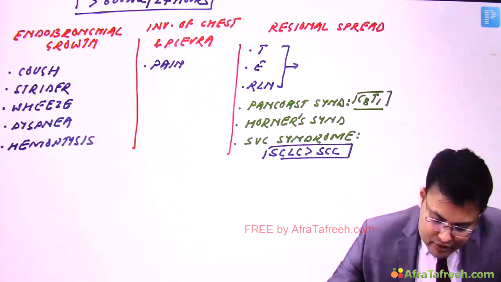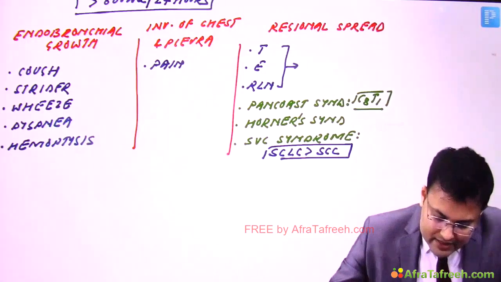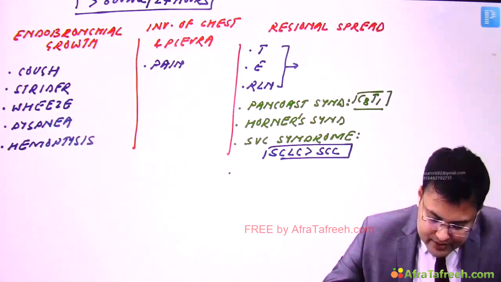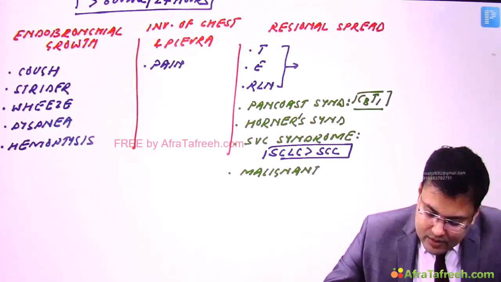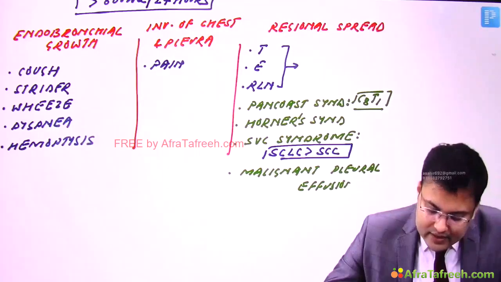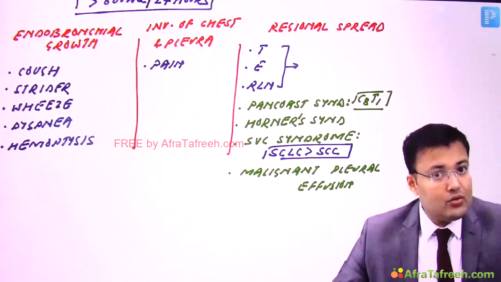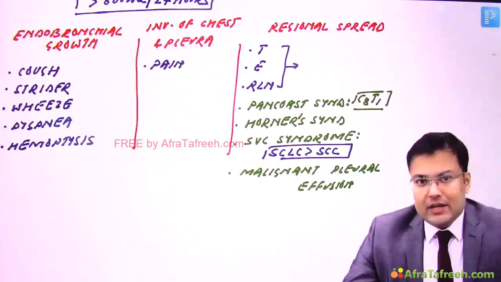And these patients also develop malignant pleural effusion because of regional spread. So there is malignant pleural effusion. Clear? So these are the symptoms related to carcinoma lung. Now coming to the site of metastasis.